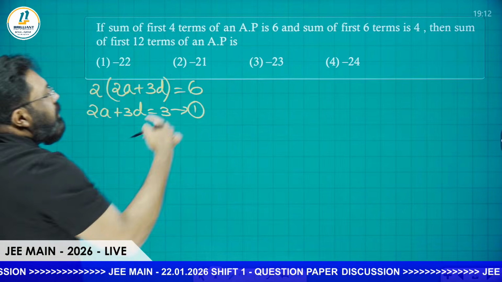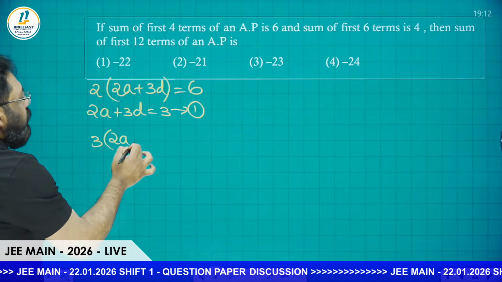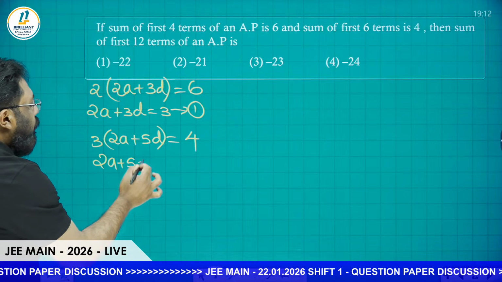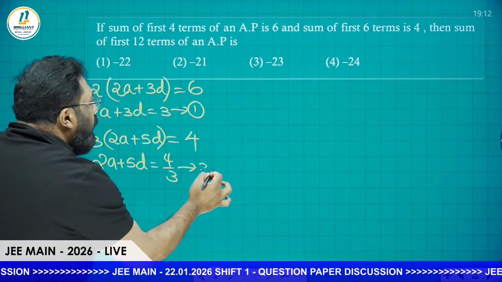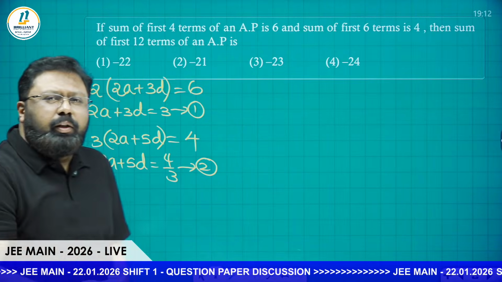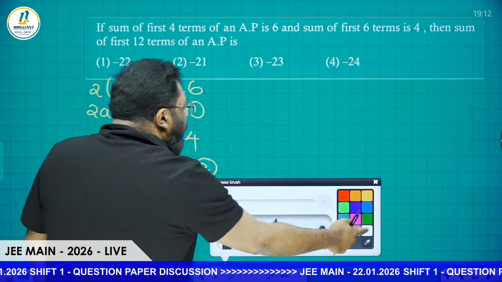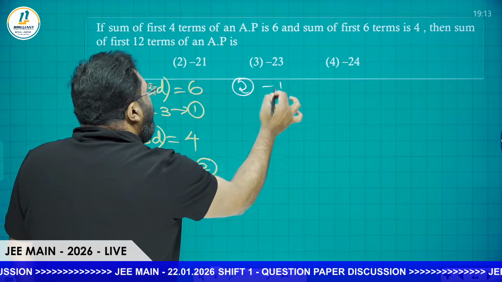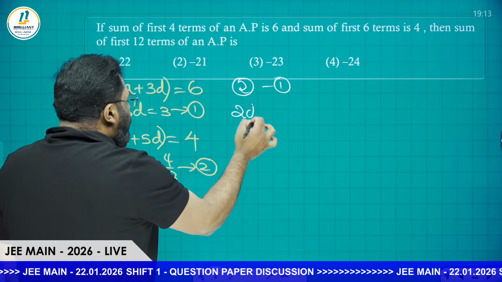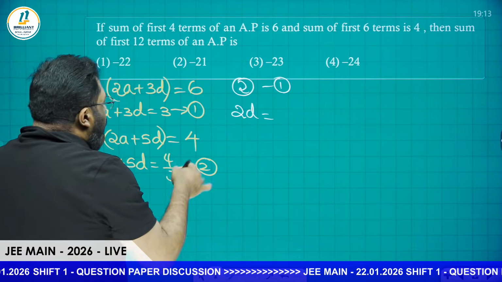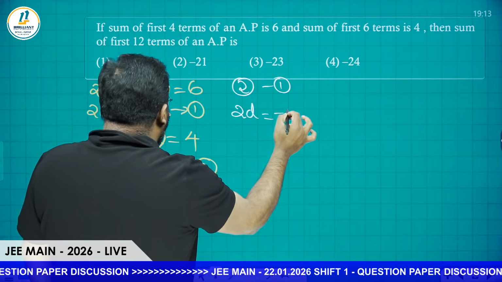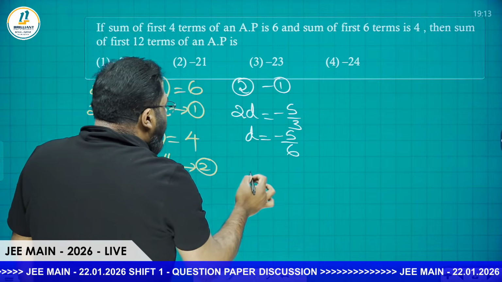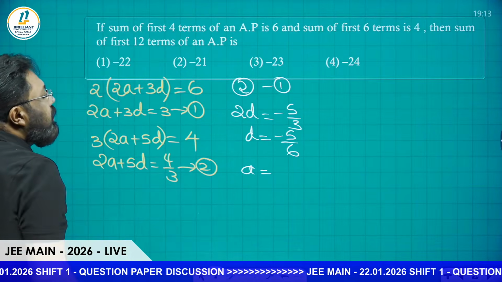The sum of the first 6 terms: 3 into 2a plus 5d is equal to 4. So 2a plus 5d is equal to 4 by 3, equation number 2. If you solve these two equations, you will definitely get the value of a and d. Just subtract them. Second one minus the first one, you will get 2d is equal to 4 by 3 minus 3, which is minus 5 by 3. So d is equal to minus 5 by 6. And substituting back, a is equal to 11 by 4.